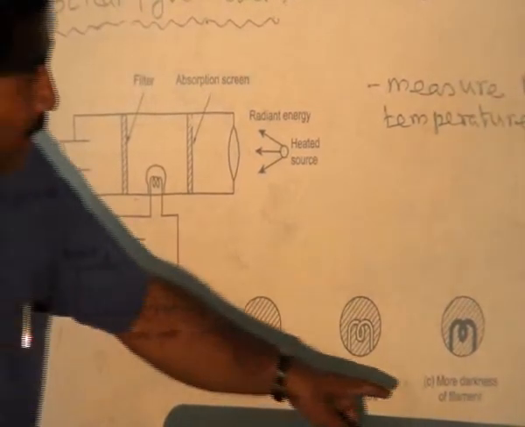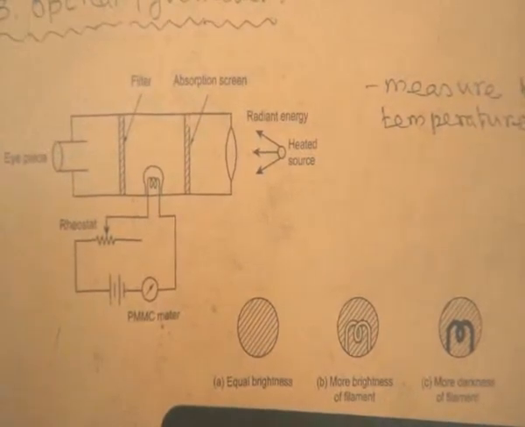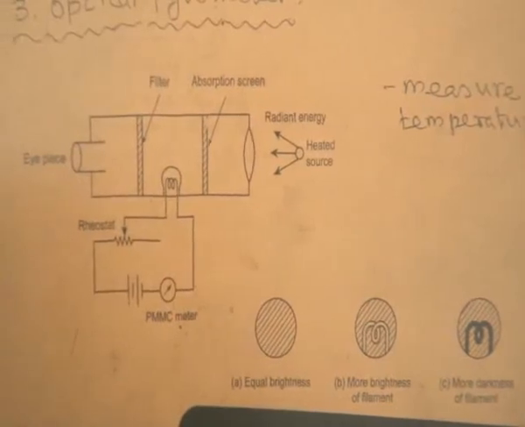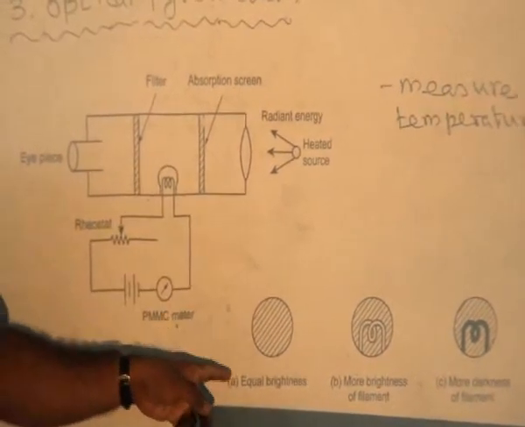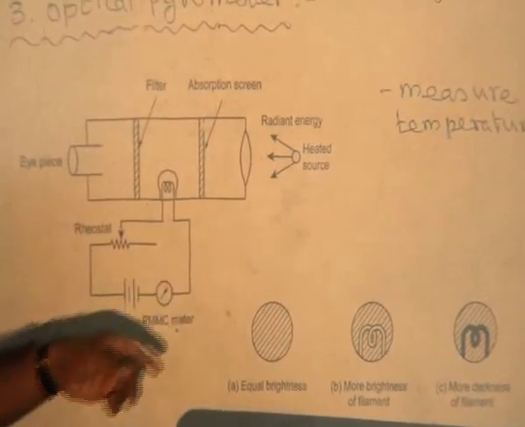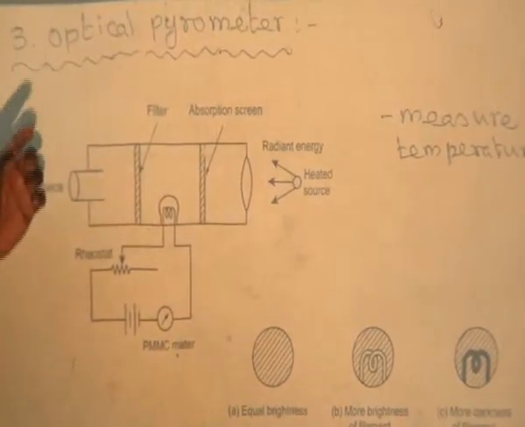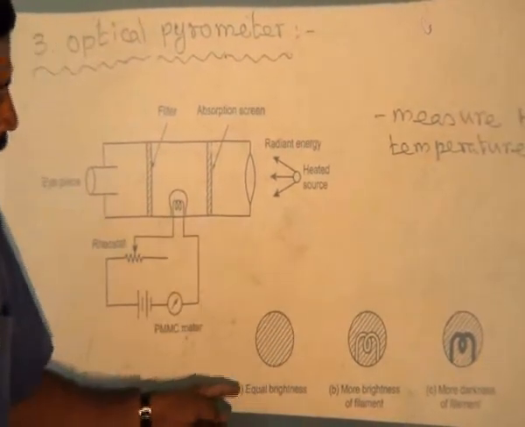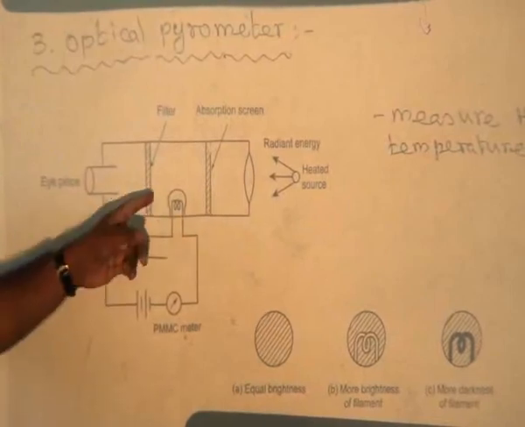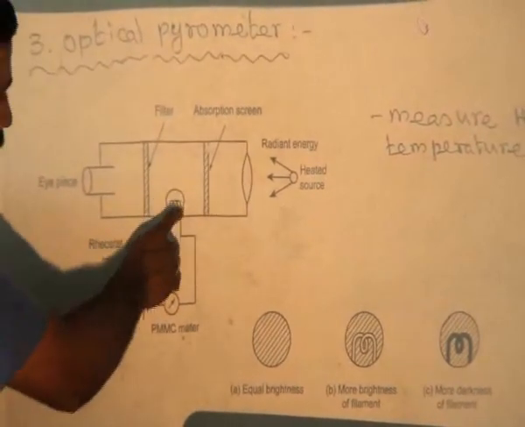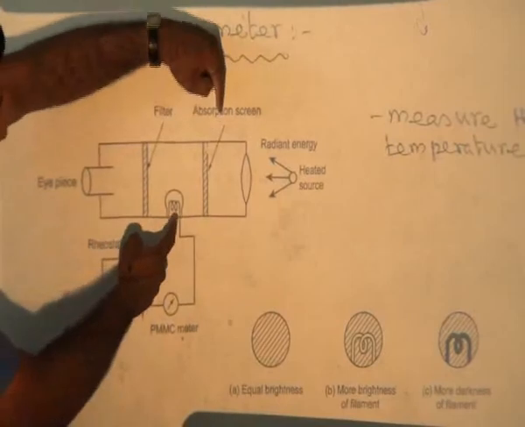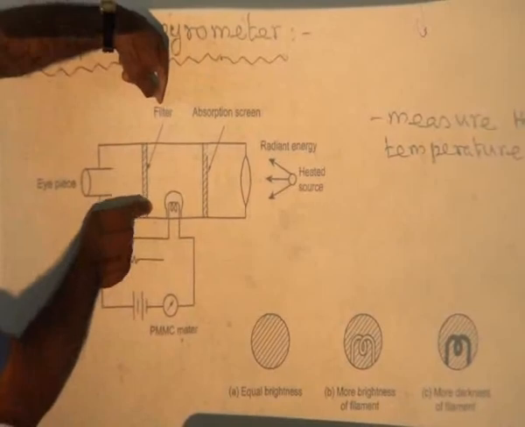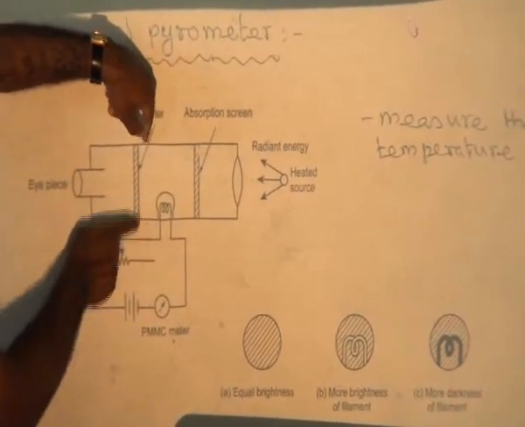And the third one is more darkness of the filament. So the temperature is more, so the current is less. By increasing the current, it will be compensated to the level of equal brightness. Then we have to calculate the value. So this one is the optical pyrometer. It shows three levels: one is equal brightness and then more brightness of the filament. The filament shows the value, compared with the absorption screen, with the filament and source in the filter part.